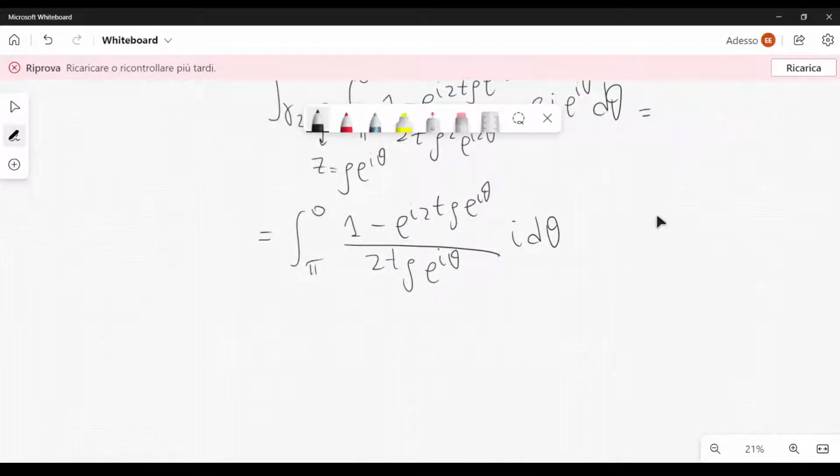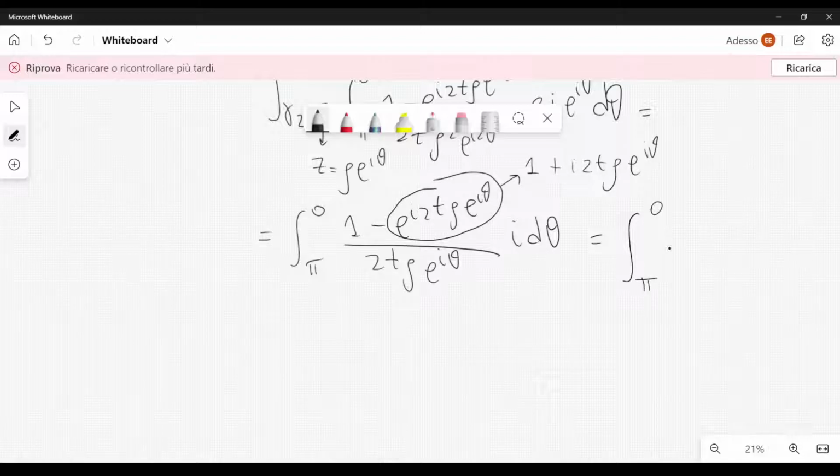And then I can let rho go to 0. Remember that also t should go to infinity, so that's a different limit. Now set rho equal to 0, or actually let rho go to 0. We can rewrite this complex exponential as 1 plus I 2t rho e to the I theta. So this will simplify like this, integral from pi to 0 of minus I 2t rho e to the I theta divided by 2t rho e to the I theta times I d theta.